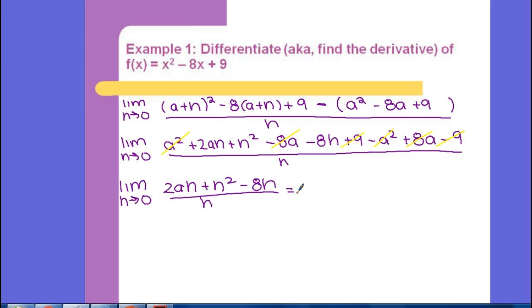Cancel out your h's, right? So you got the limit as h approaches 0. Goodbye h here, 1 there, 1 here, that 1 there. So you're left with 2a plus h minus 8. So your h zeroes out when you take your limit, and you're left with 2a minus 8. You can now plug in any value for a, find the slope of the tangent, and write an equation of the tangent.